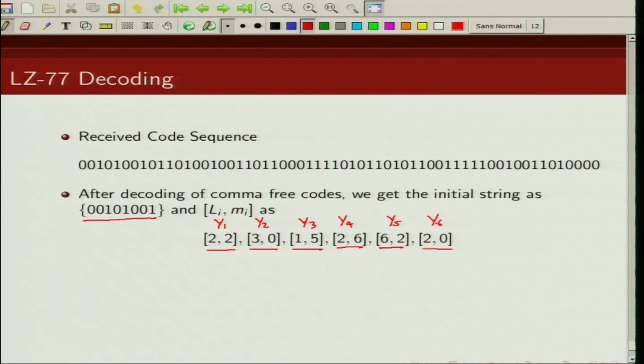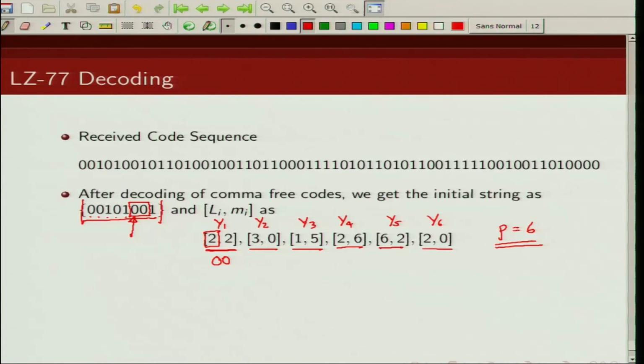And what is the procedure? So I start with initial dictionary, which is this. I look at a match of length 2 which starts at m equal to 2. So m equal to 2 corresponds to p equal to 6. So I look at location number 6. So what is that? 1, 2, 3, 4, 5, 6. So I look at this. So there is a match of length 2 at location index 6 because M is 2. So then the match, starting at this location, match of 2 will be 0 0. So what I have found out is the string y1 is 0 0.